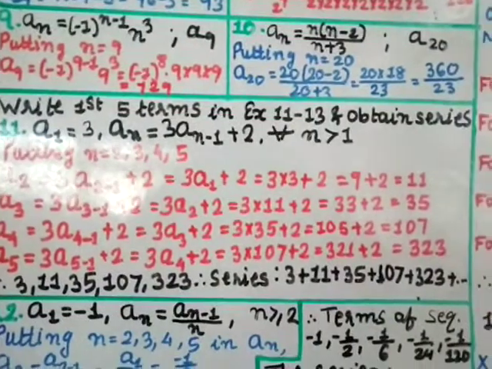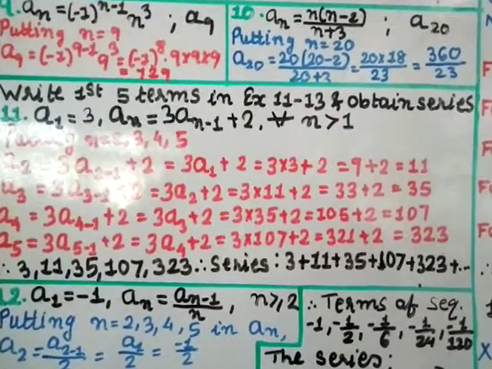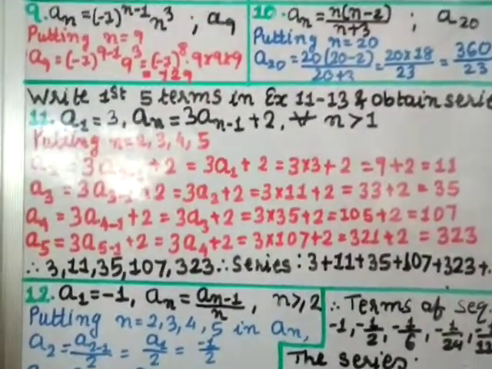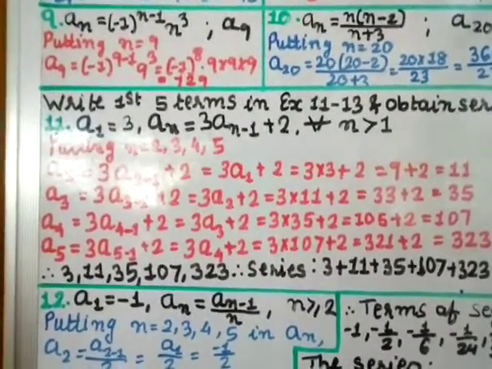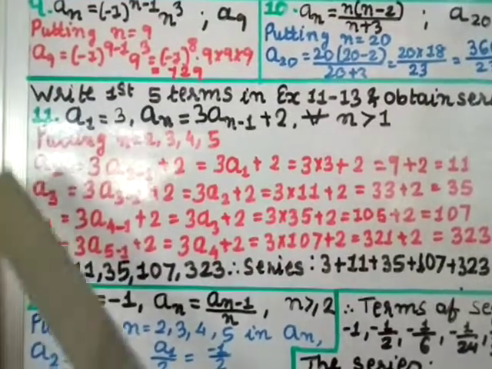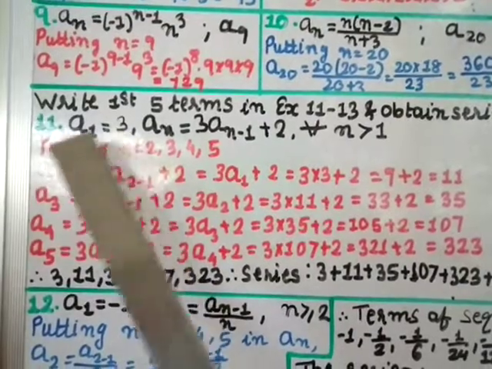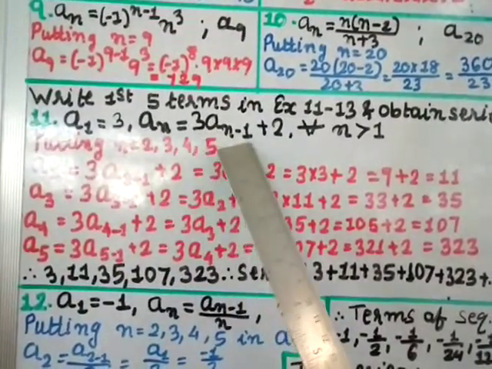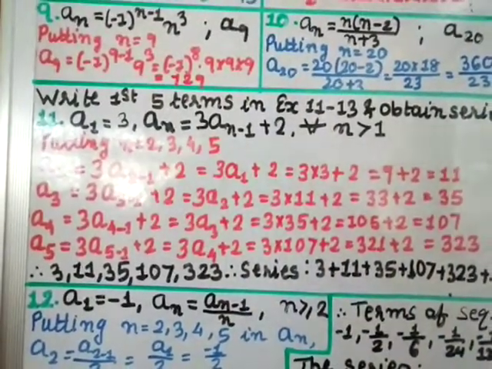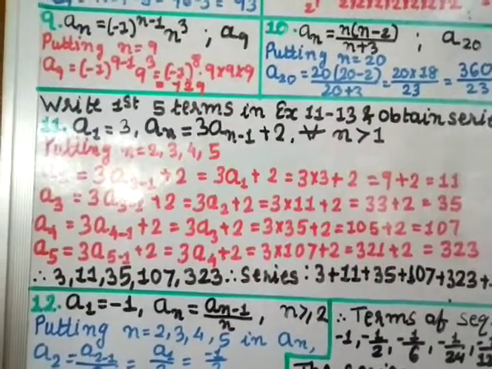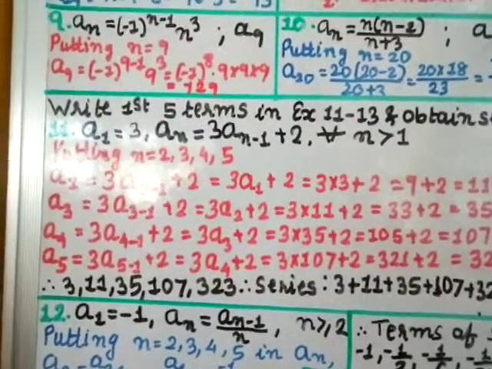Write first 5 terms in exercise 11 to 13 and obtain series. So you are given the general term, and you have to find the first 5 terms, plus you have to write the series. Series means in the sum form. So putting n equal to 2, 3, 4 and 5, because in question 11 a1 is given to you as 3, and an is given as 3 into a n minus 1 plus 2 for all n greater than 1. So this form you are going to use for n greater than 1. You have to find the 5 terms. First term is given, so you have to put 2, 3, 4 and 5.